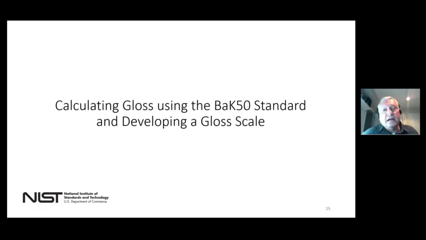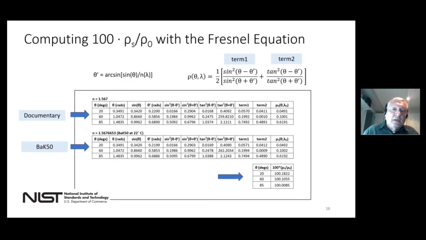So let's take a look at calculating the gloss of the sample now using the BAK50 as the standard, and then developing a gloss scale. I'll be using, again, the Nadal equation for gloss. The first step involves the use of the Fresnel equation to compute the spectral reflectance of the documentary standard and for the BAK50 standard at the three angles of incidence and at 589 nanometers. For clarity, I'm breaking the calculation into two terms. Term one is the sine squared contribution, and term two is the tangent squared contribution.